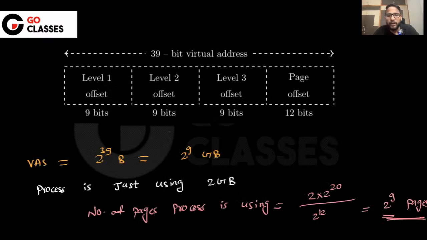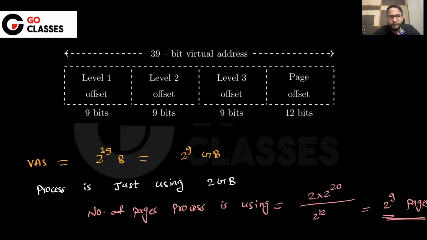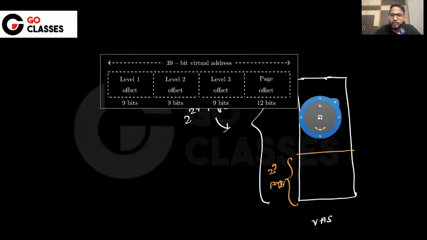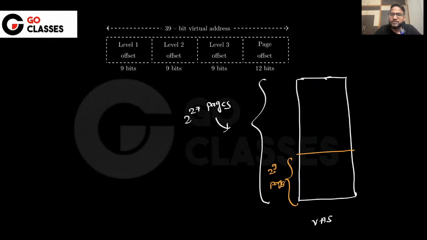This is your virtual address space, and in it you have 2 power 27 pages in total. But you are just using 2 power 9 pages. Let's suppose these are the 2 power 9 pages. Now tell me, for the first level paging, how many entries do you need? Just tell me.